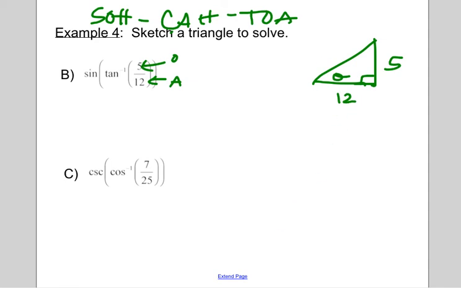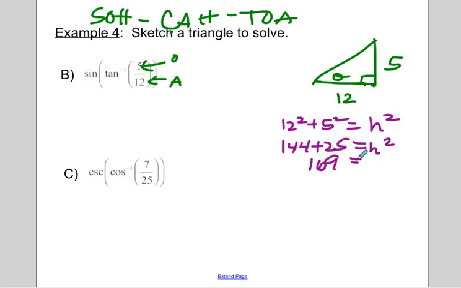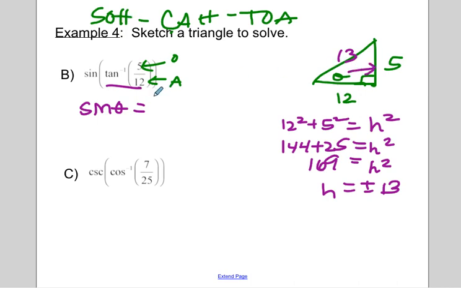Now to find that third side, Pythagorean theorem. I'm going to call it h squared. This is 144 plus 25 is equal to h squared. This gives me 169. So h, if I take the square root, is positive or negative 13. Positive 13. And so I use this to set up my triangle again. So now I have sine. I just need to find sine of what I called theta. Sine is opposite over hypotenuse. My opposite is 5. My hypotenuse is 13. So my overall answer for this one is 5 over 13.